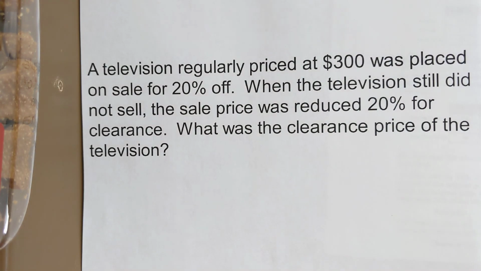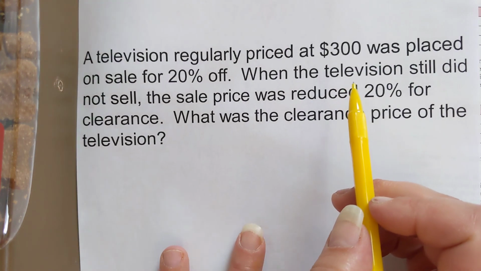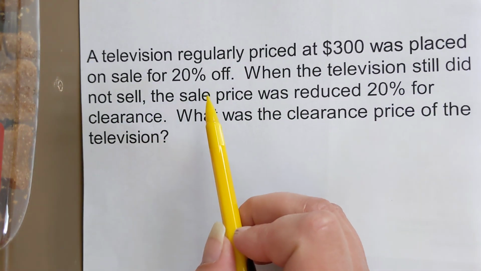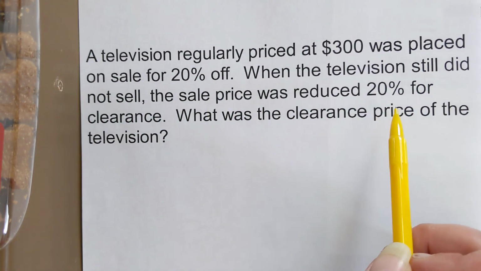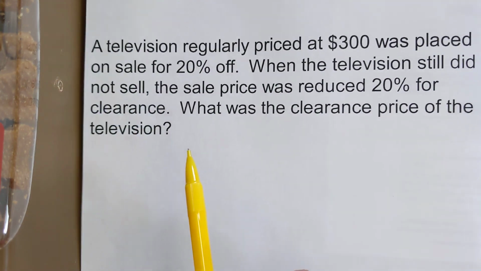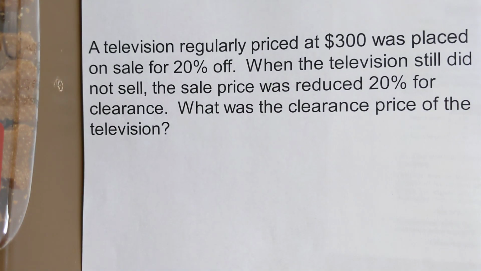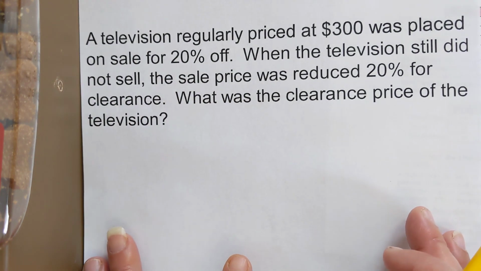All right, last problem here. So we have a television today. This television is regularly priced at $300. It was placed on sale for 20% off. When the television still did not sell, the sale price was reduced 20% for clearance. So what was the clearance price of the television?